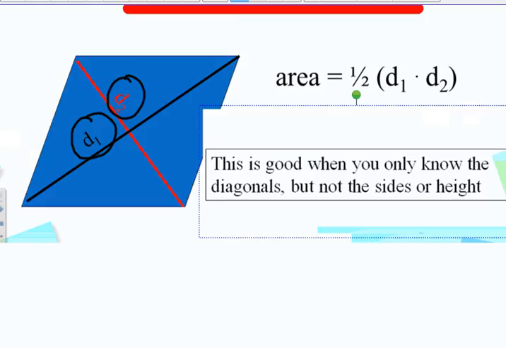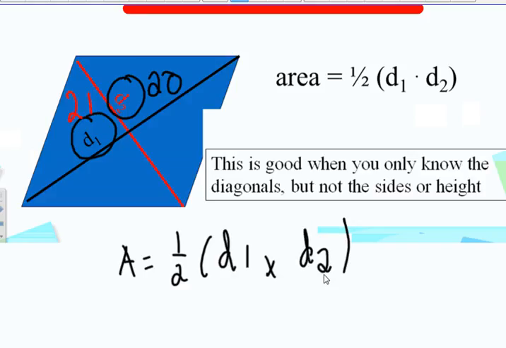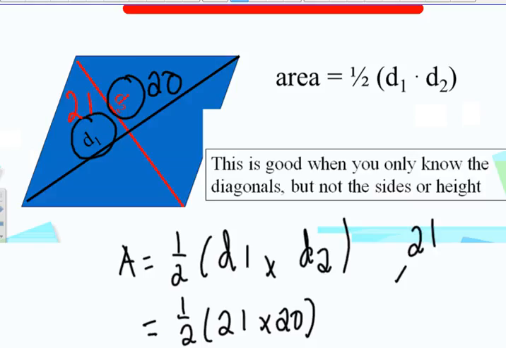In our picture right here, I'm going to use the number 21, and in this one, I'm going to use the number 20. For me to find area, area equals half of D1 times D2. So I'm going to do half of 21 times 20. Right now, pause the video and try to do this one: 21 times 20.